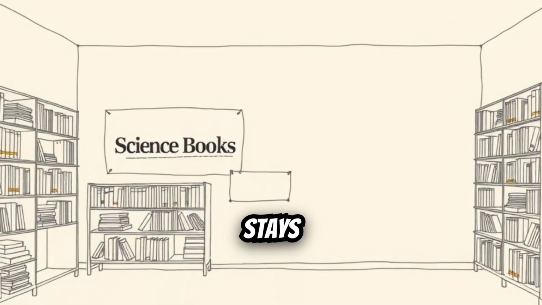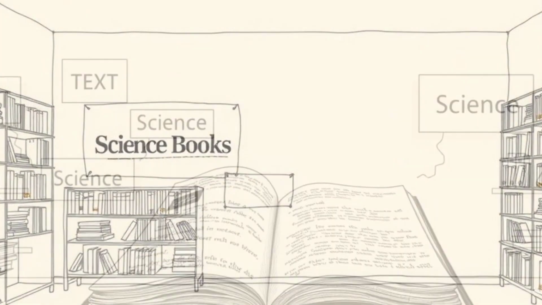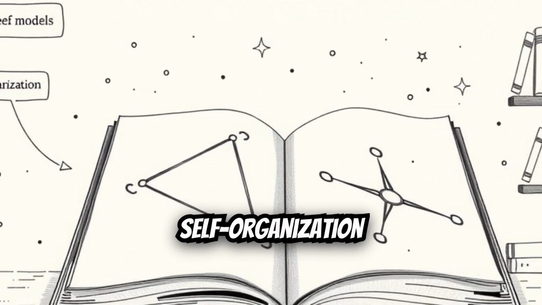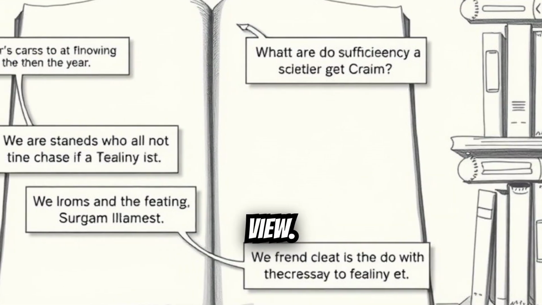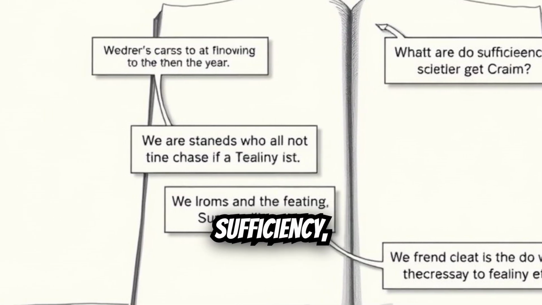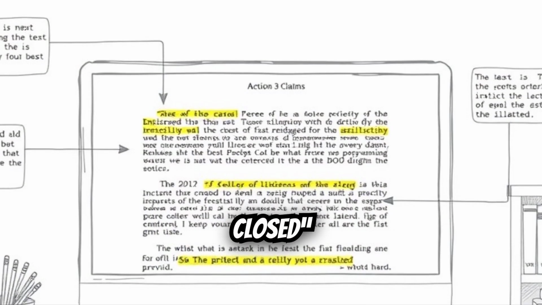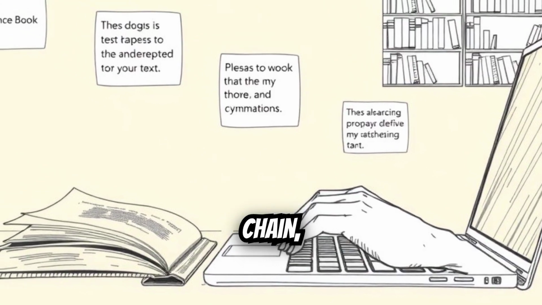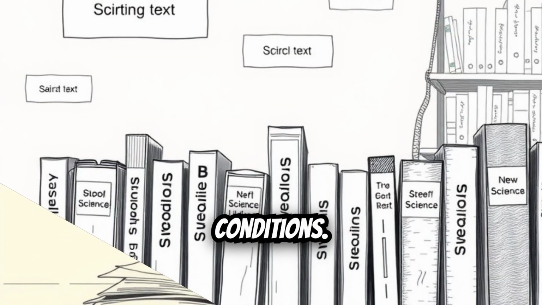The protocol stays neutral across frameworks. Use it on naturalistic evolution, design-based explanations, self-organization models, or any other view. Claims that assert sufficiency, necessity, or case closed receive the same treatment. Claim typing, evidence chain, constraints, and failure conditions.